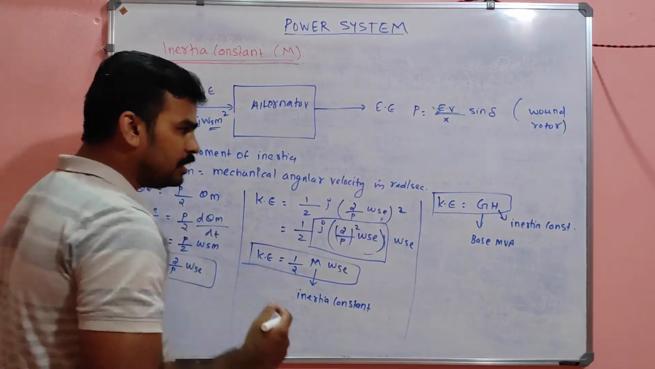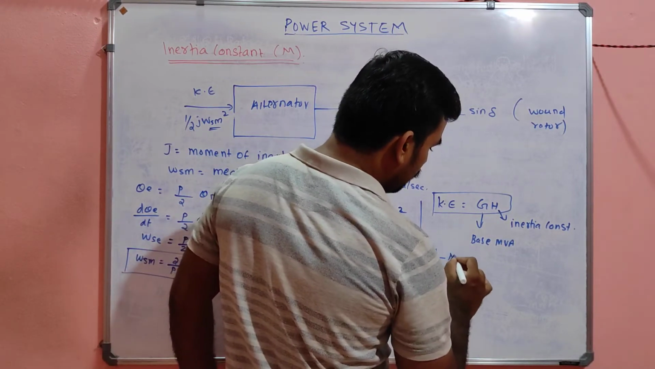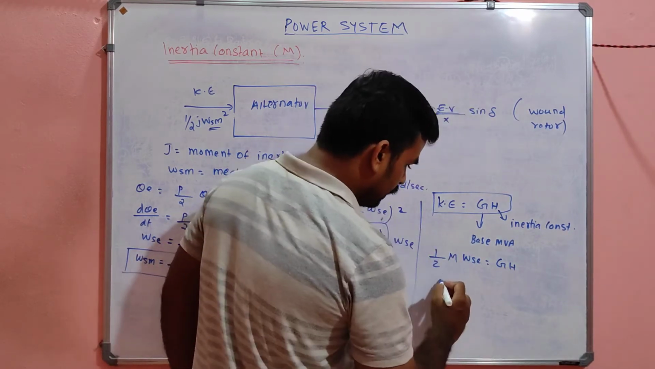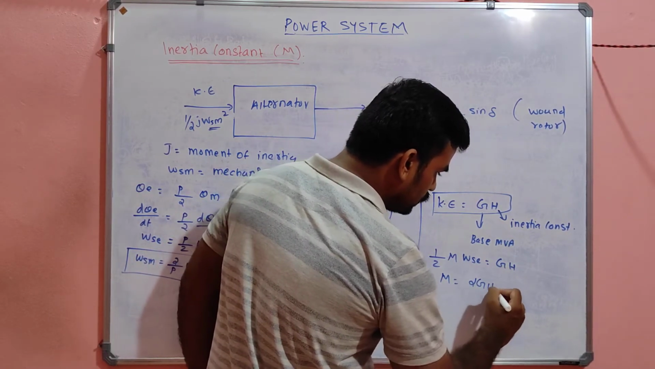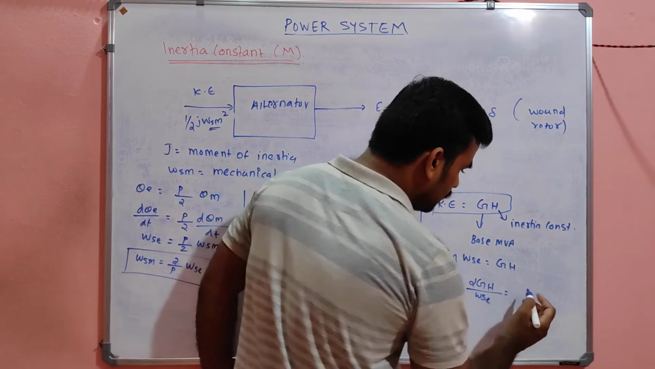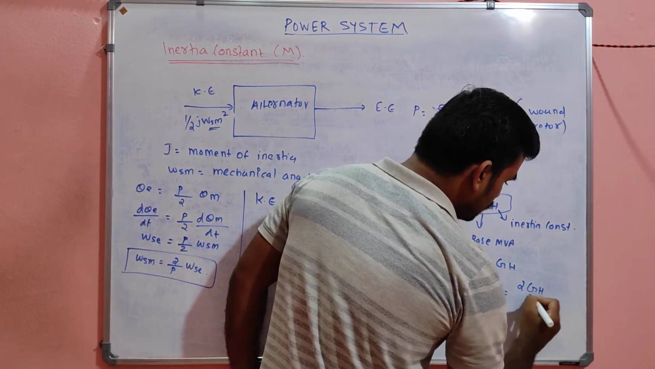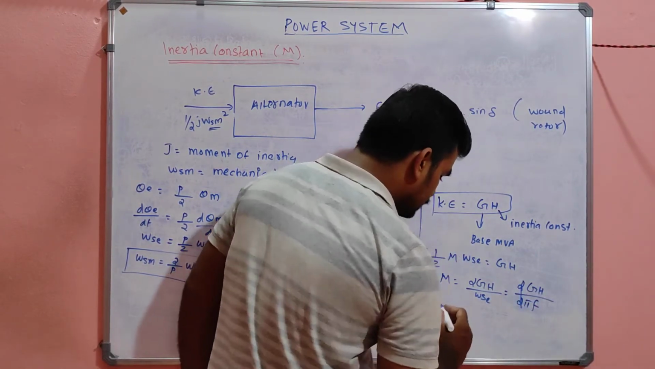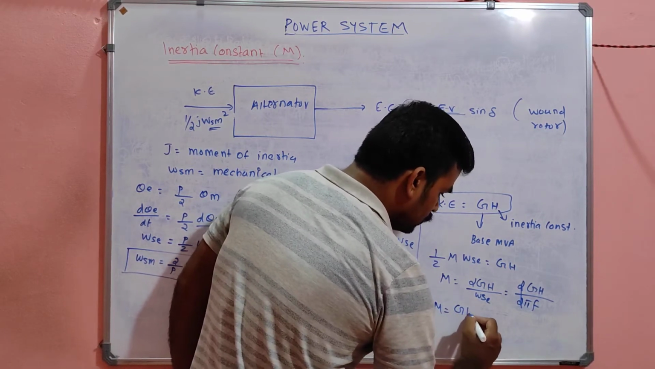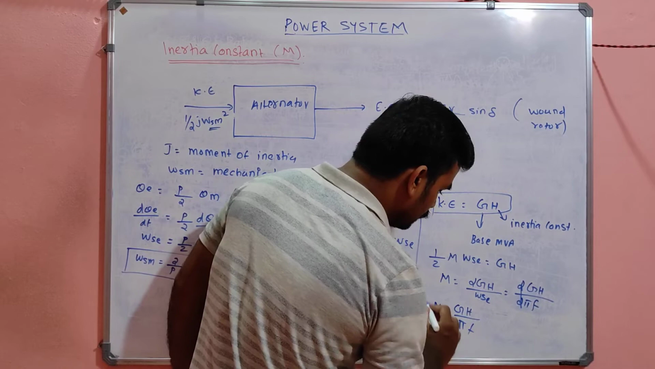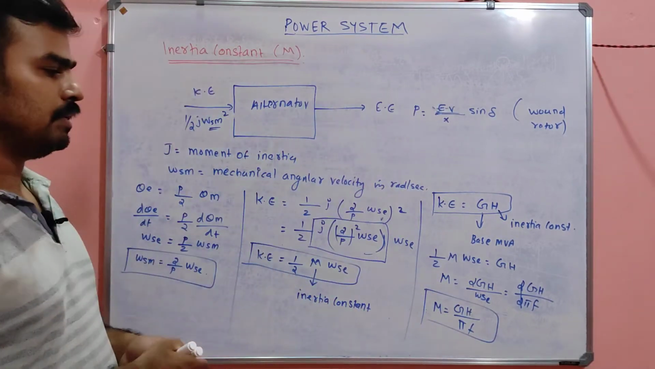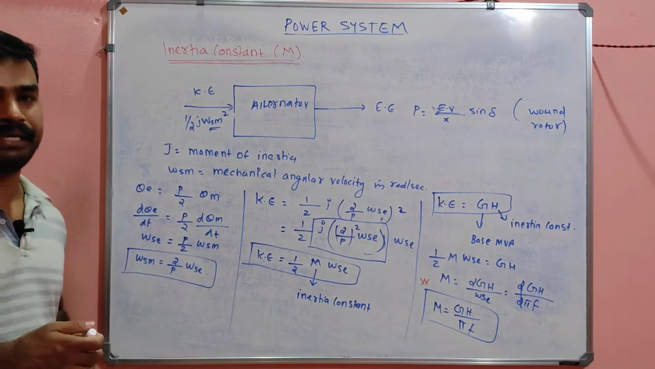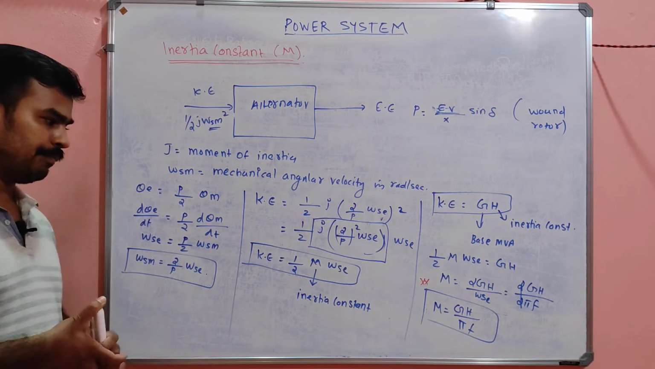The LHS of this and the LHS of this will be the same. So if we combine them together, I can say half M into omega s squared is equal to G into H. From this, M is equal to 2GH divided by omega s squared, where omega can be represented as 2 pi into f. The 2 and 2 get cancelled. Simply M is equal to GH divided by pi f. A very, very important relation, my dear. The moment of inertia M is equal to GH divided by pi f.